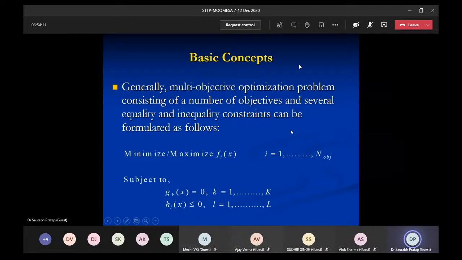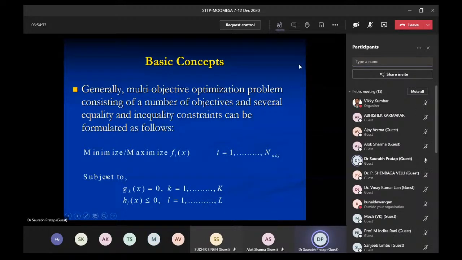Mathematically, the function will be either minimized or maximized. That will be f_i(x), and it depends on the number of objective functions. If we are handling two objective functions, then i will be 2. So i is the number of objectives, and these are the constraints. Some constraints may be equality constraints and some may be inequality constraints. Whenever we handle a multi-objective mathematical model, it looks like this.